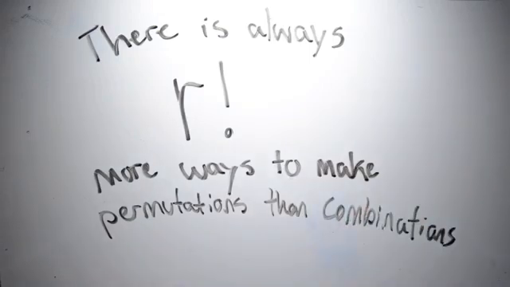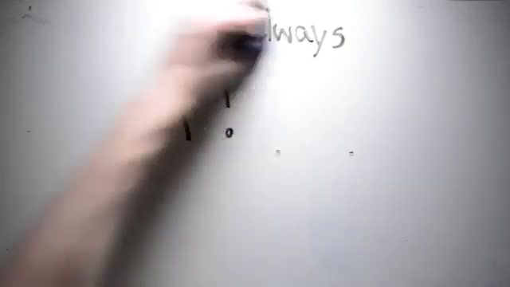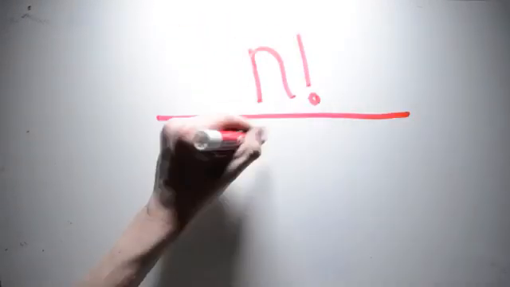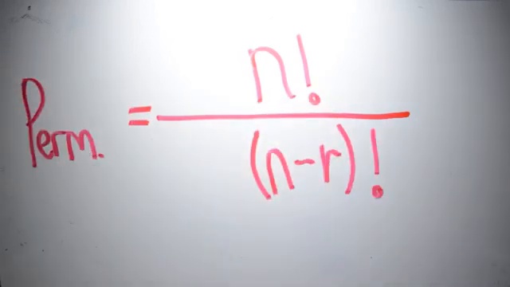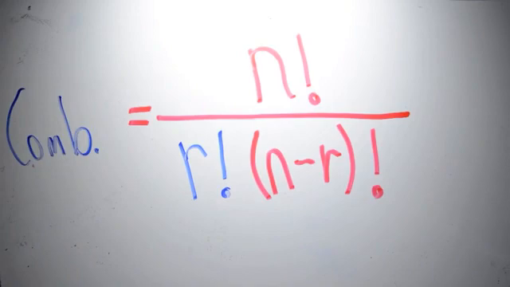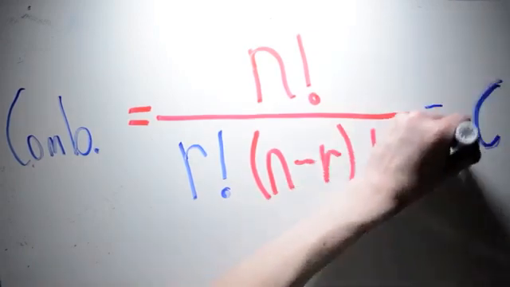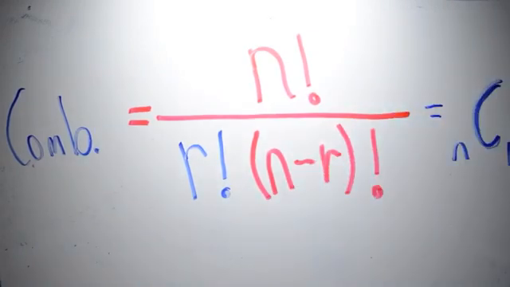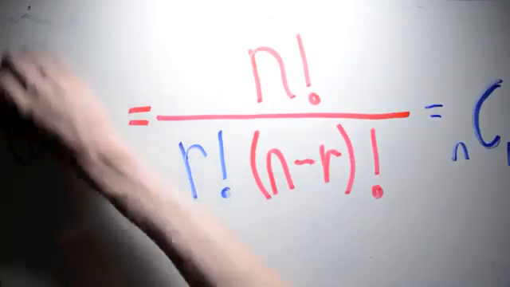So if we divide the number of ways to make a permutation of something by r factorial, then we get the number of ways to make combinations of it. And that's our formula for combinations without repetition. Just divide by r factorial. As for notation, it's the same as before, only with a capital C instead of a P. And that's really all there is to it.